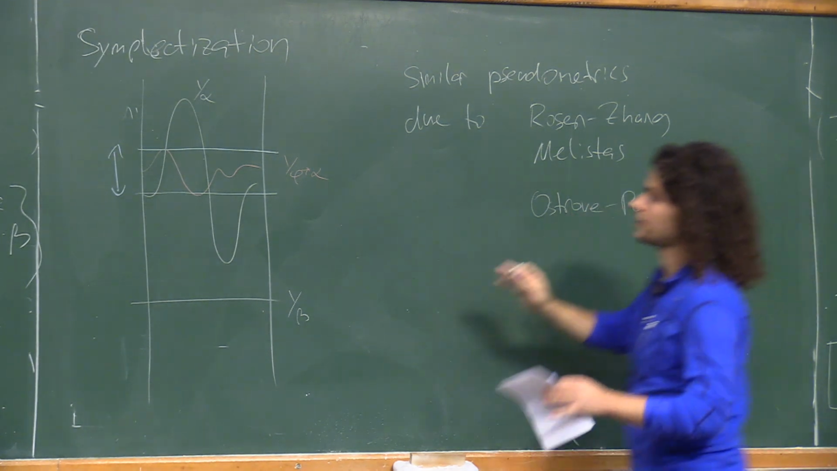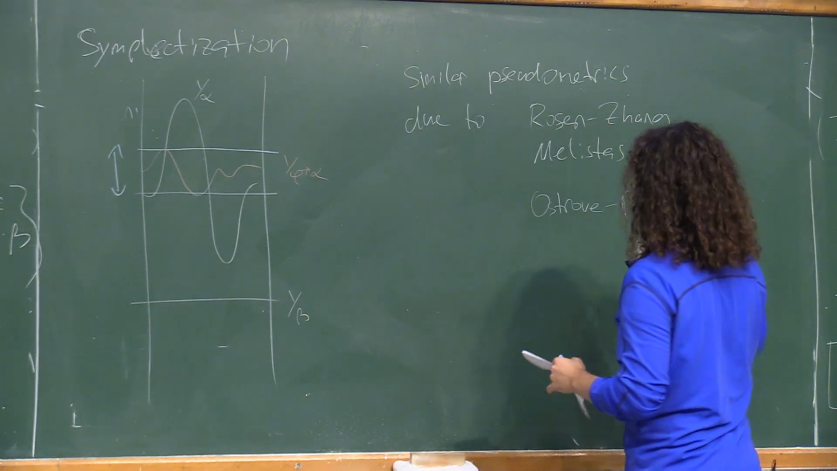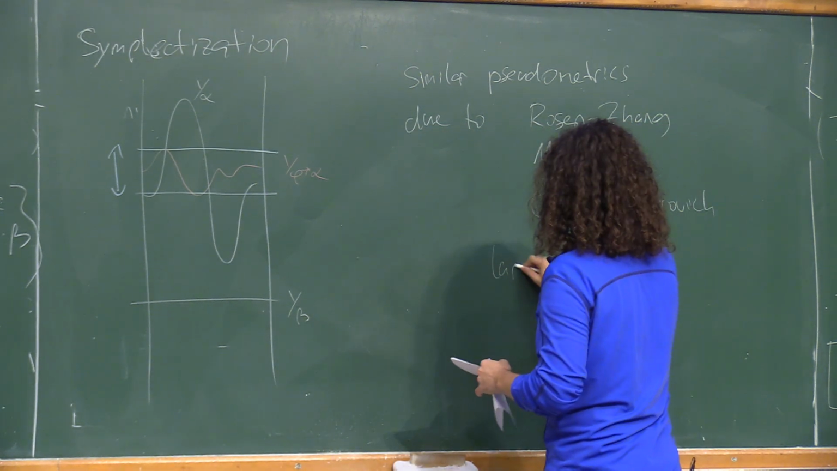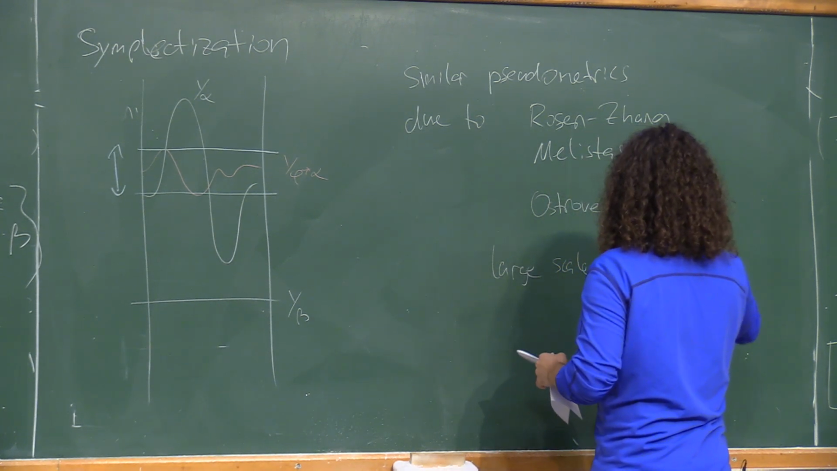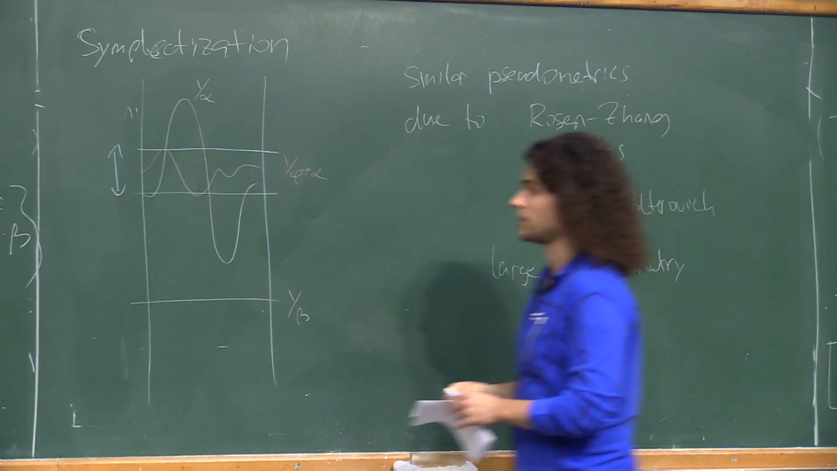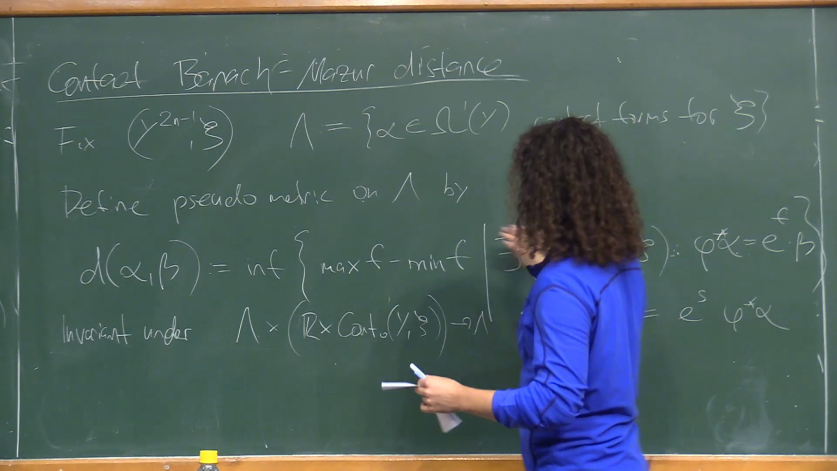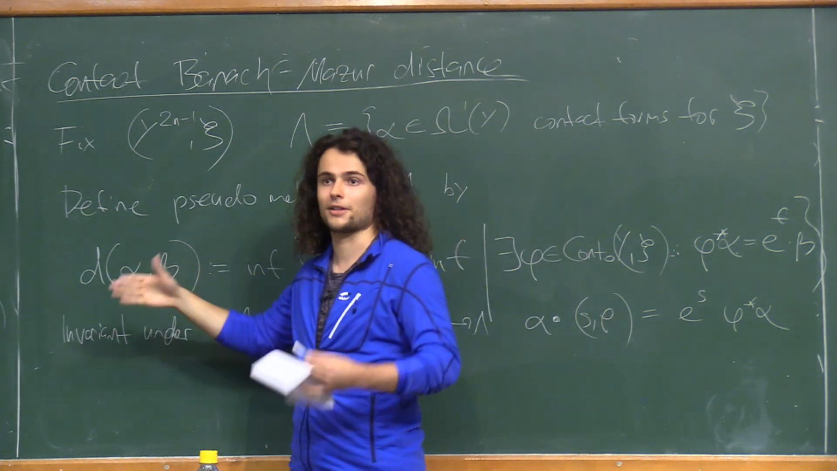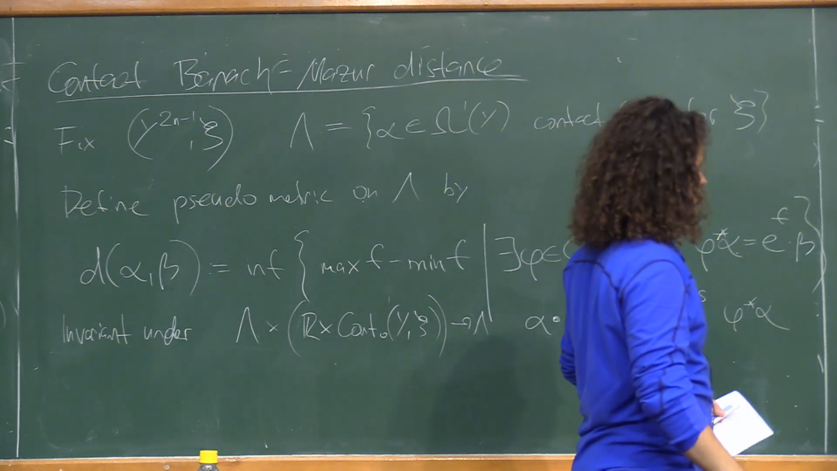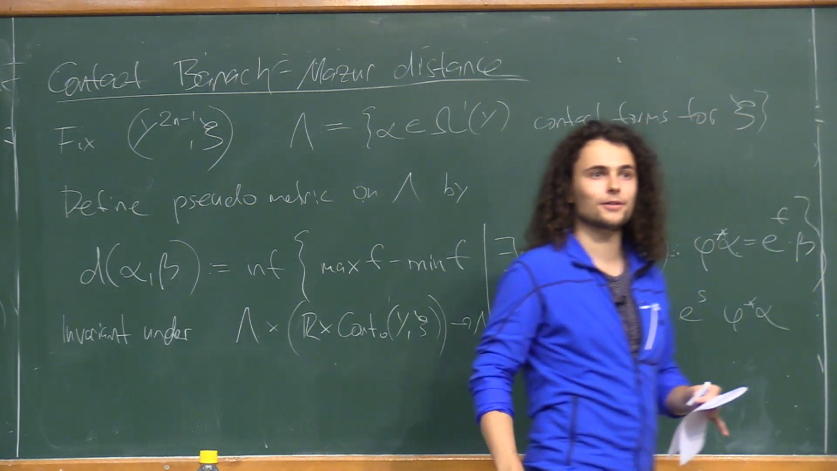This kind of notion has been studied in recent years, and most of these works focus on the large scale geometry of this pseudometric. They ask questions like: is the diameter of this thing infinite with respect to this pseudometric? Things like that. In my talk, I want to go in the opposite direction, and focus on the small scale geometry.